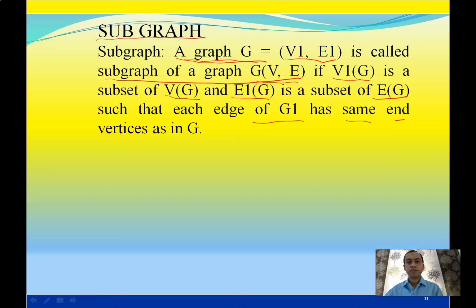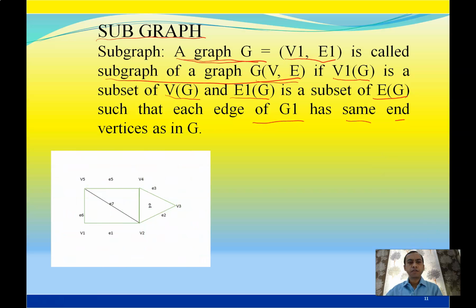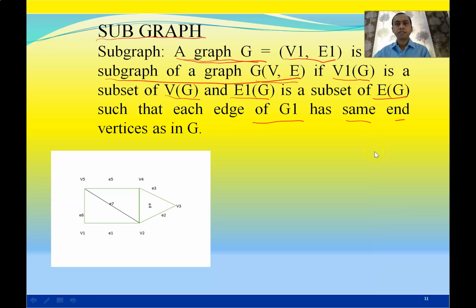Suppose that we are giving an example of a subgraph. So this is a graph. Example is given: this is a graph G. We are writing the name as G, and V is the vertex set of the graph. So G of V, E.